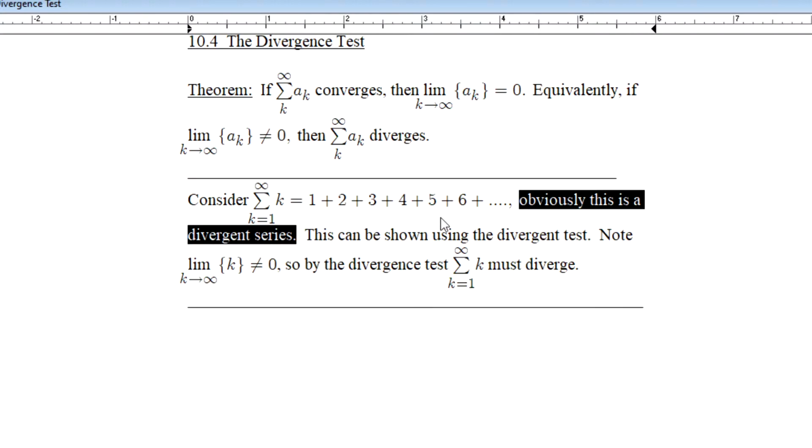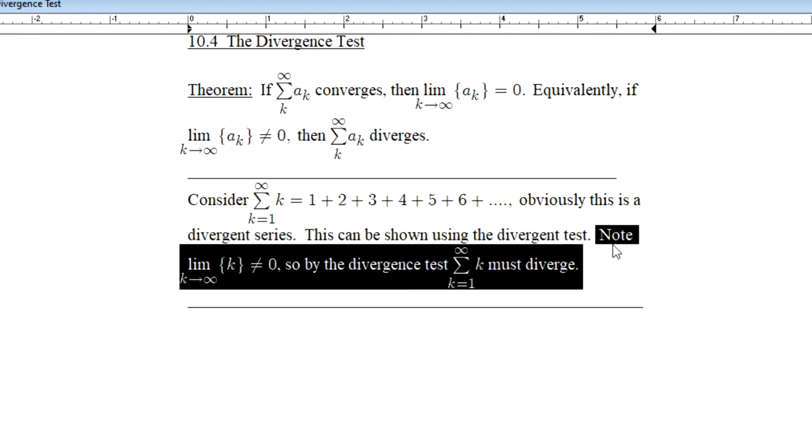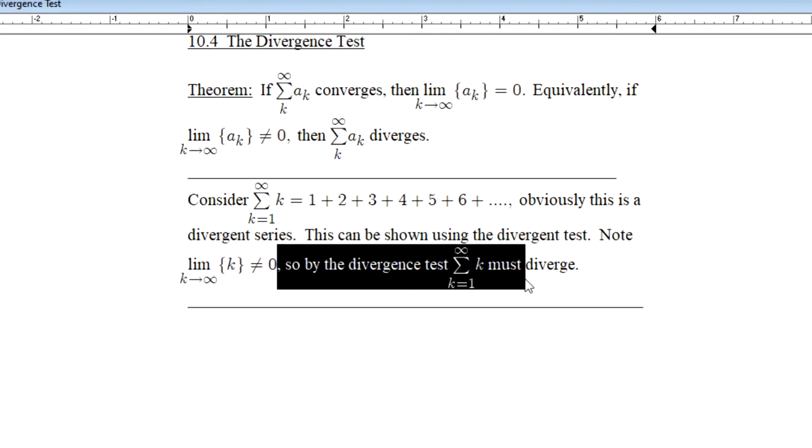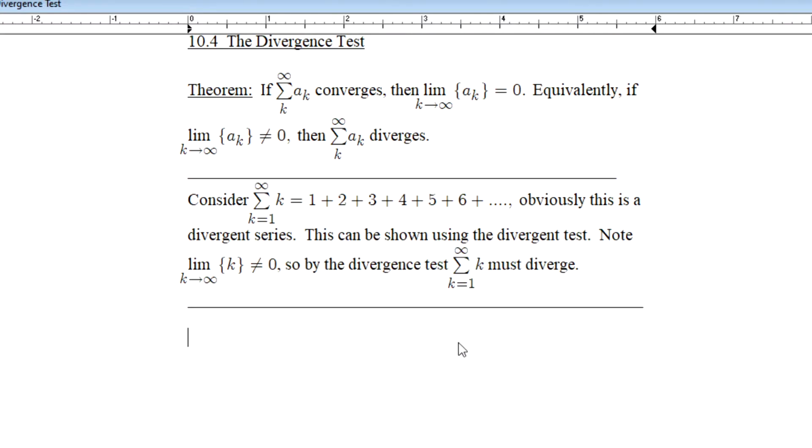And this can be shown using the divergence test. If we took note, the limit as k heads to infinity is not the value of 0. So by the divergence test, we must be able to conclude this series diverges. All right?